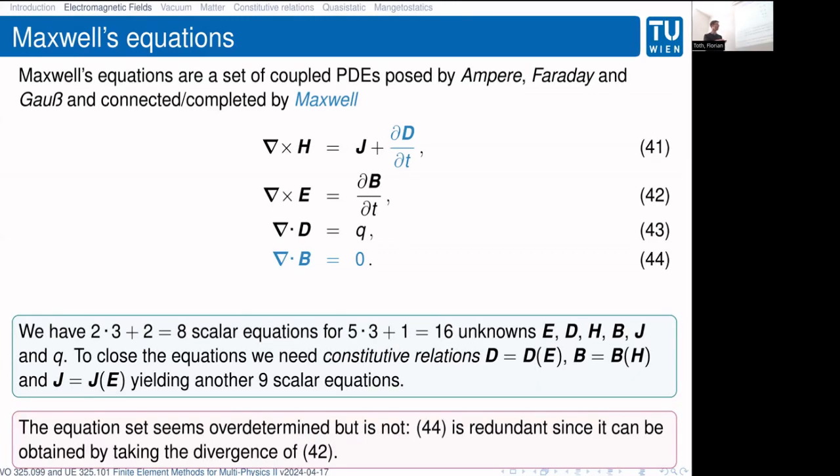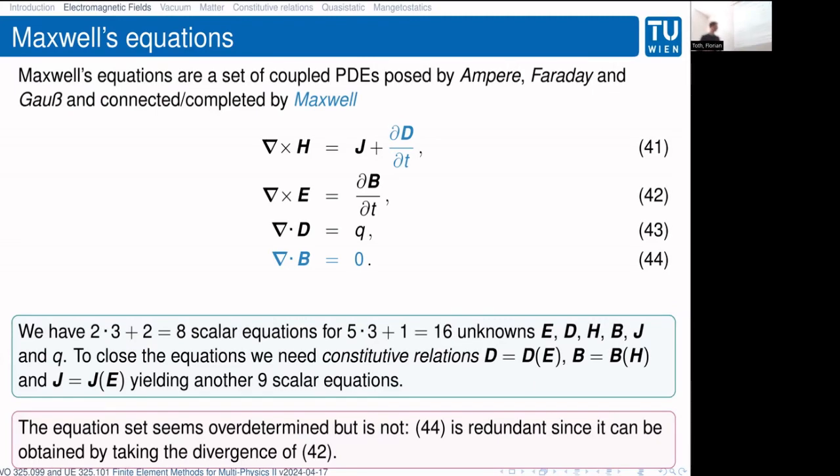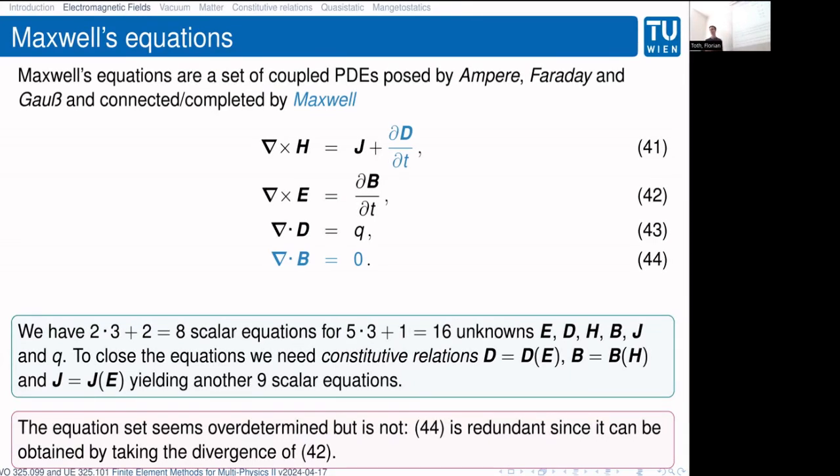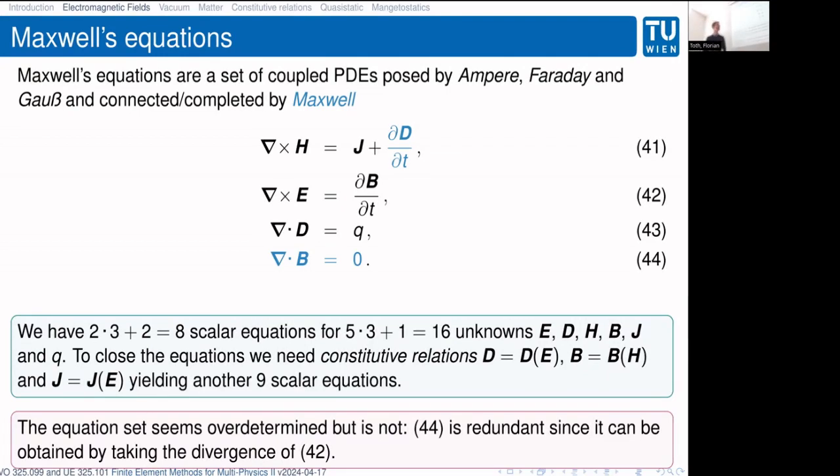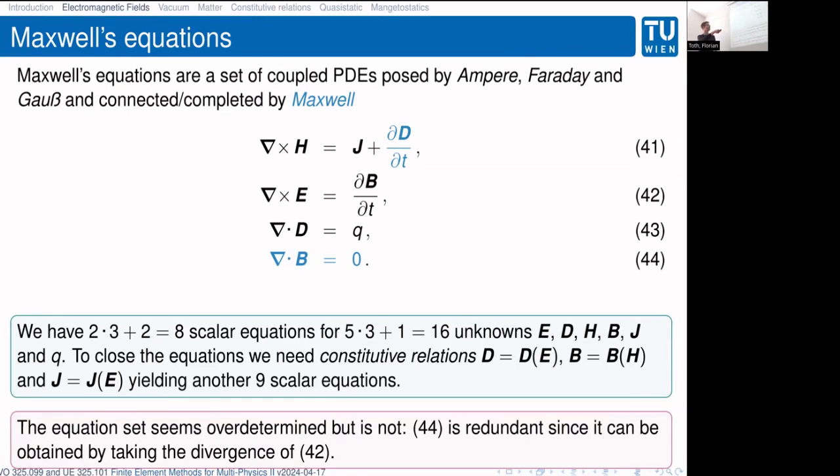And if you formulate constitutive equations like B is a function of E and B is a function of H and J is a function of E, you have another 9 scalar equations. And that looks a bit overdetermined now, but in fact, the equations 44 and 42 are actually related, so you can take the divergence of 42. If you take the divergence here, the divergence of the curl is always 0. You obtain this equation.